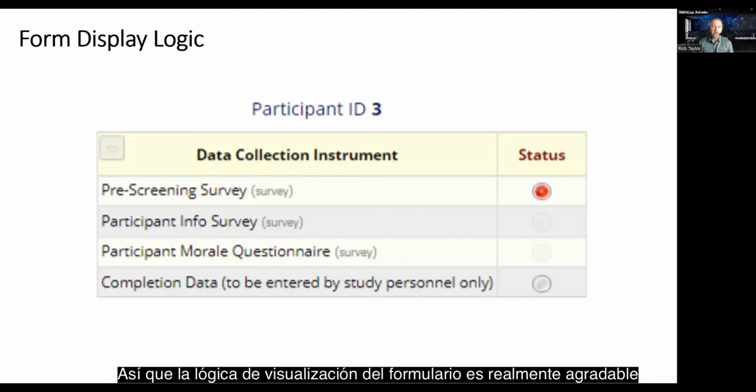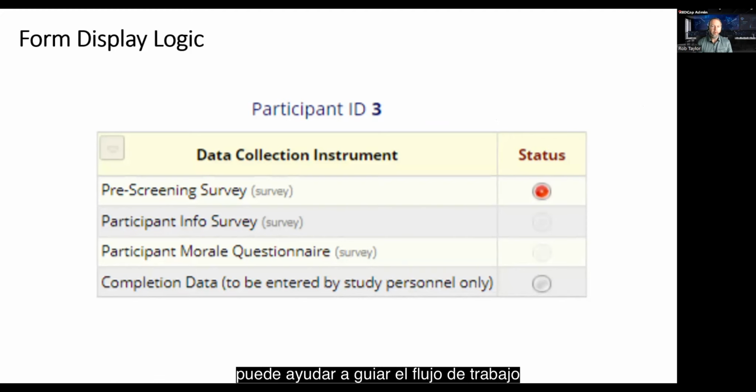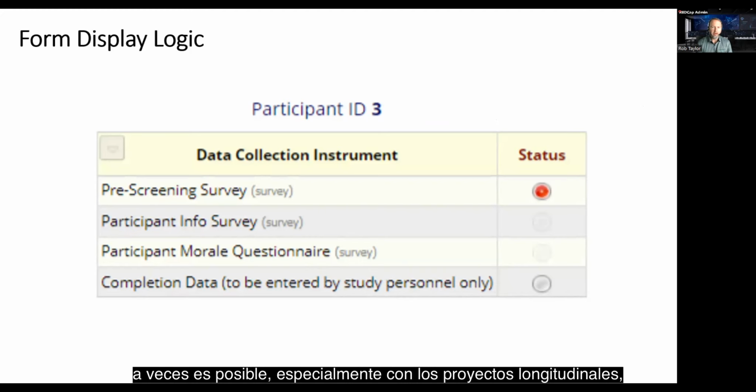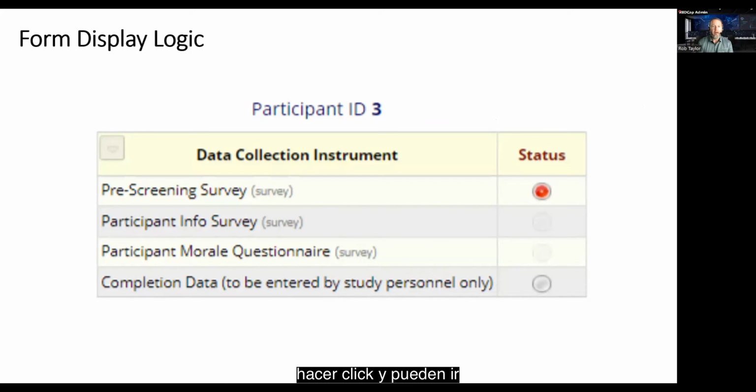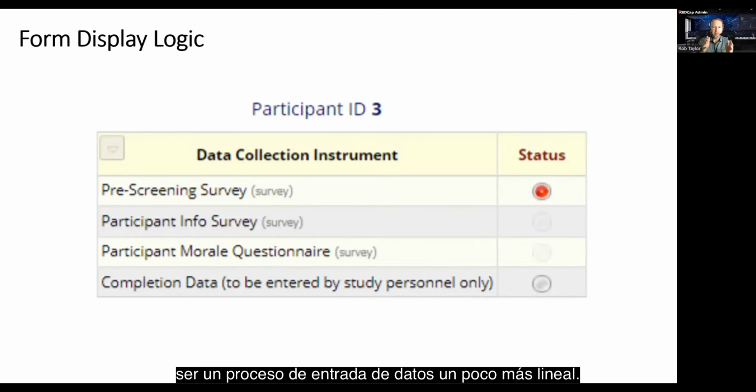So the form display logic is really nice. It can help guide the workflow a bit better than normal, because sometimes, especially with a longitudinal project, you have just a lot of different places where users can click and go, but this can help guide them if you need a more linear data entry process. That way they literally can't go anywhere until the certain criteria have been met through the data entry process itself.